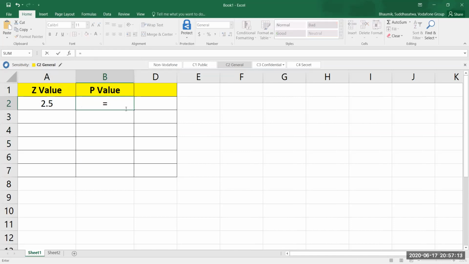So I already know what the formula for this is, norm.s.dist. Why? Because it is a standard normal distribution. Why is it a standard normal distribution? Because the central limit theorem is applicable on it. Why is the central limit theorem applicable? On the basis of my sample size. My sample size is more than or equal to 30.